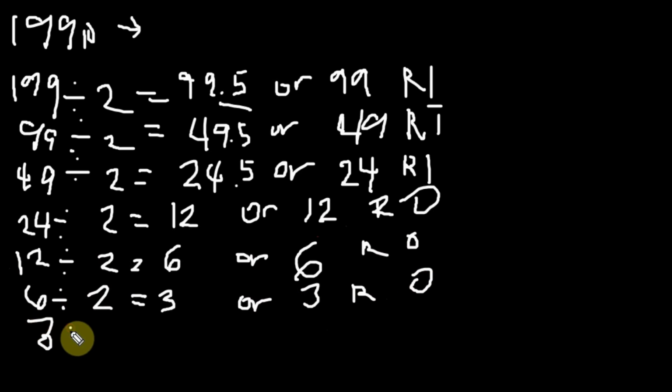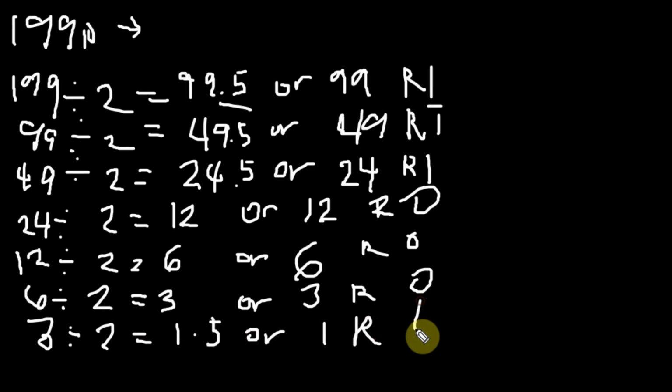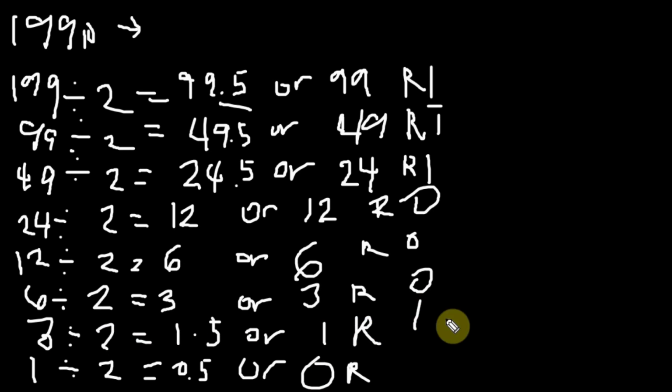Now 3 divided by 2 is equal to 1.5, or 1 remainder 1. Now 1 divided by 2 is equal to 0.5, or 0 remainder 1.